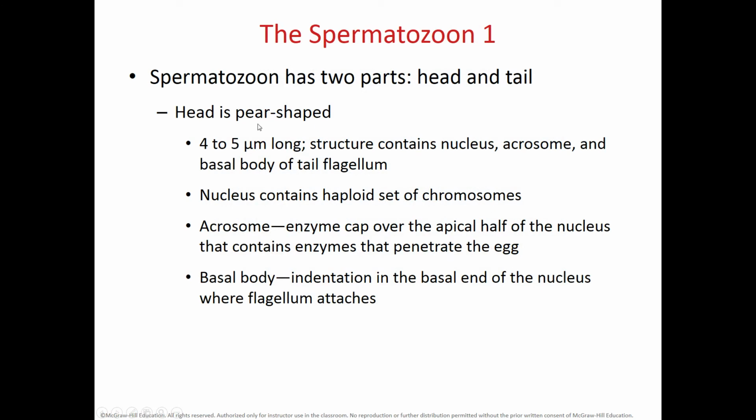The spermatozoon will be the name of the mature sperm cell, which has a head and a tail. The head is pear-shaped or diamond-shaped, and in here you have again the nucleus, the acrosome with the acrosomal enzymes, and then it will be connected to the basal body, which is the area at the end of the nucleus where the flagellum attaches.